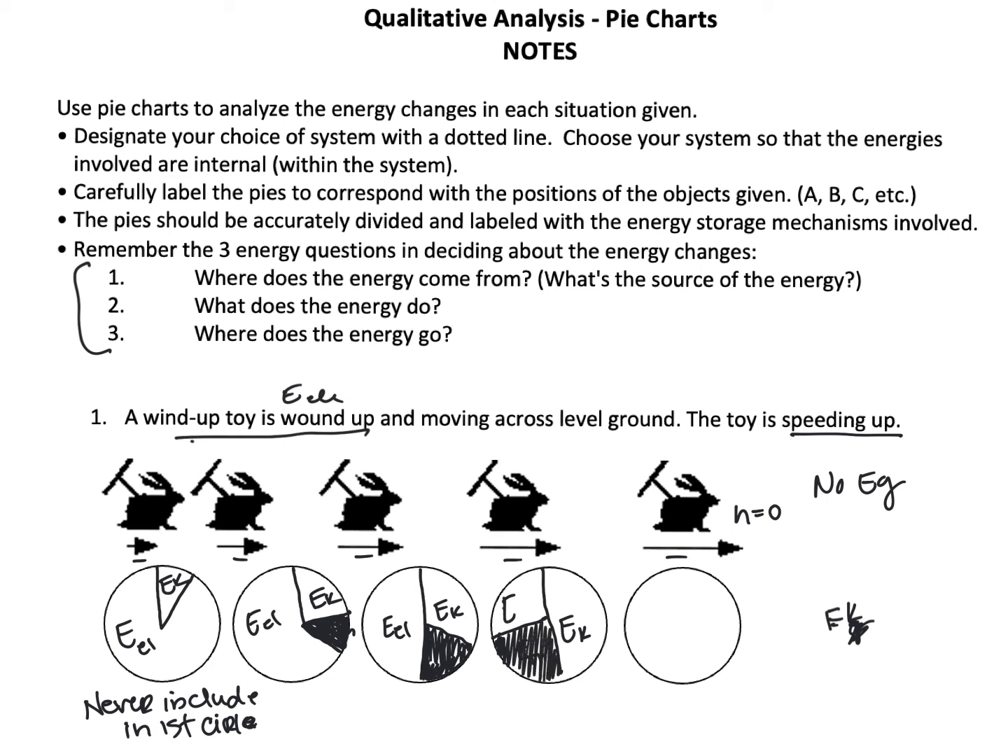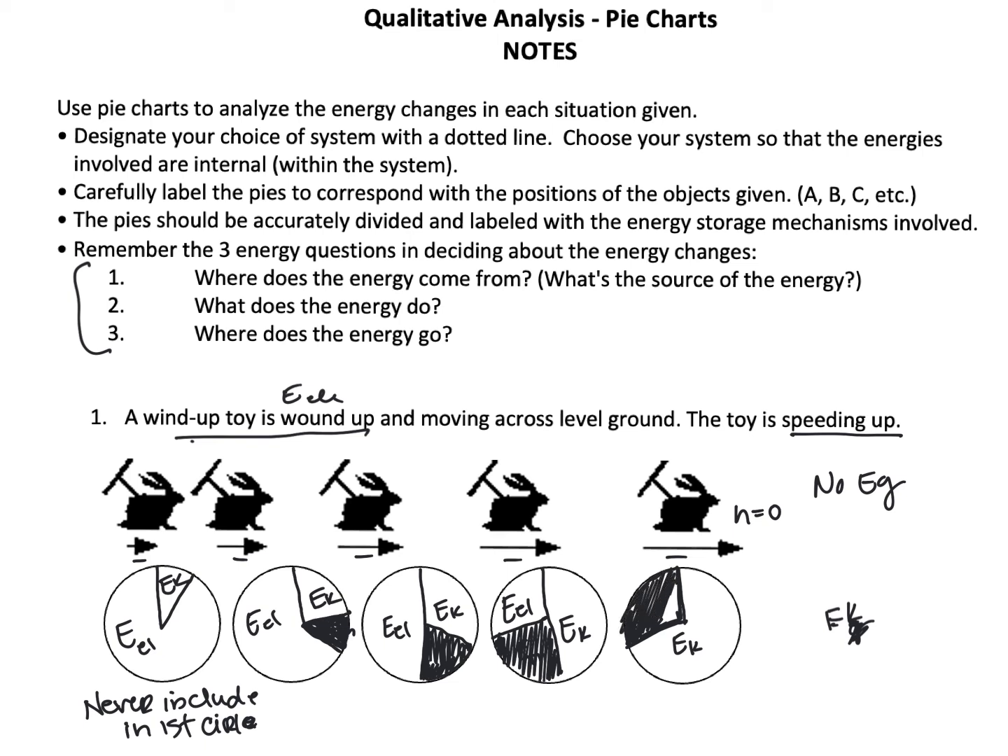And then my elastic energy is what's going to be remaining. And then when I get to my last pie chart, it's going even faster, so I increase my kinetic energy even more. And maybe not quite that much. And then I'm going to make the rest of it thermal. And I will say at this point that the spring is totally unwound.